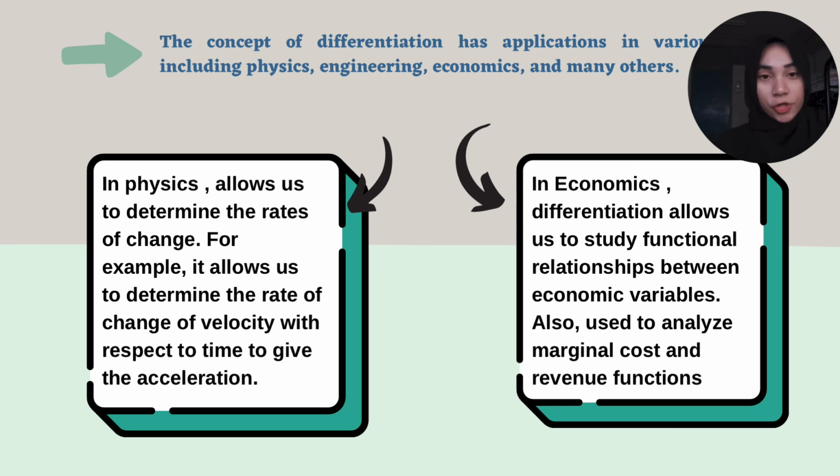So the concept of differentiation has application in various fields, including physics, engineering, economics, and many others. For example, in physics, it allows us to determine the rate of change. For instance, it allows us to determine the rate of change of velocity with respect to time to give the acceleration. Another example, in economics, differentiation allows us to study functional relationships between economic variables. Also, it is used to analyze marginal cost and revenue functions.